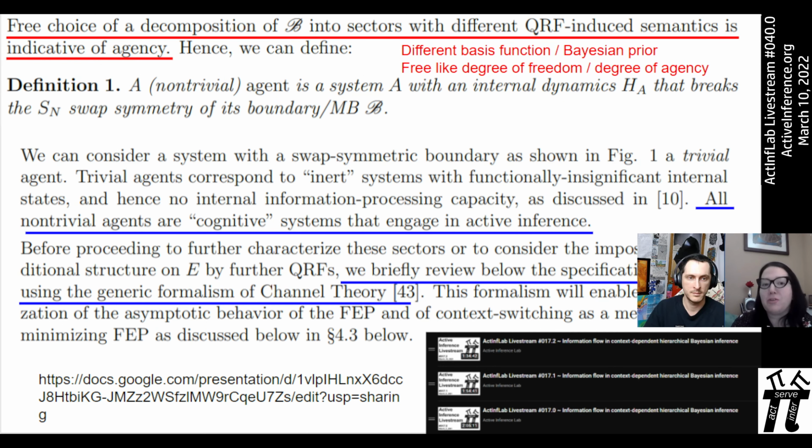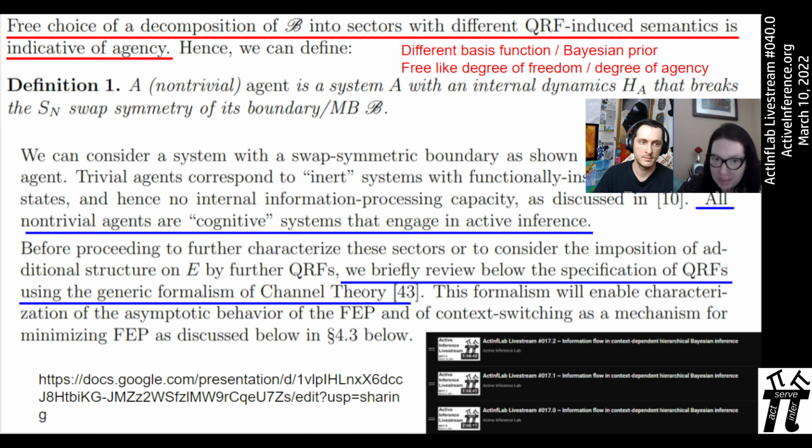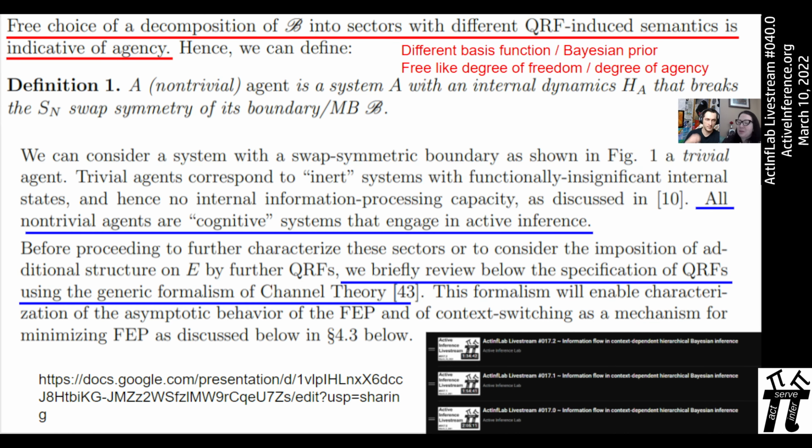So this is cool here. Free choice of a decomposition of a holographic screen, fancy B, into sectors with different quantum reference frame induced semantics is indicative of agency. So I like that, and I'm curious to unpack that maybe a little bit more. Something to ask the authors about in the .1.